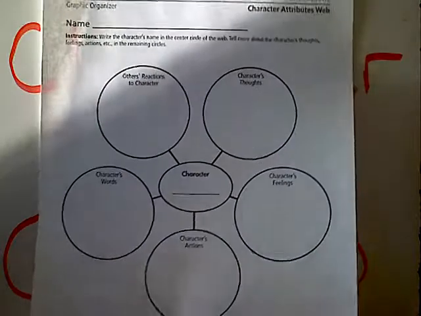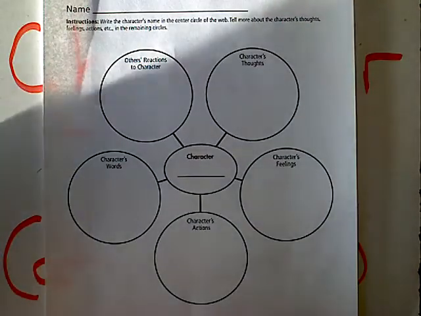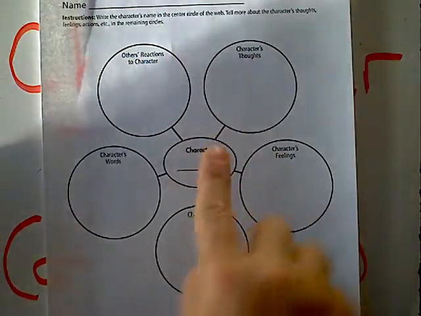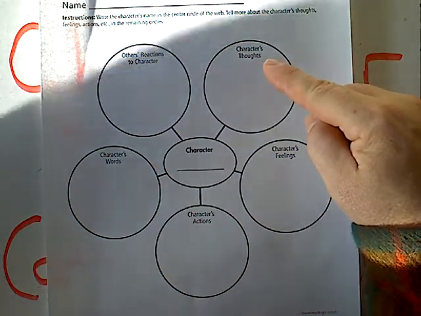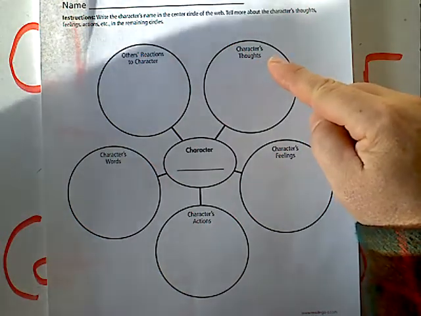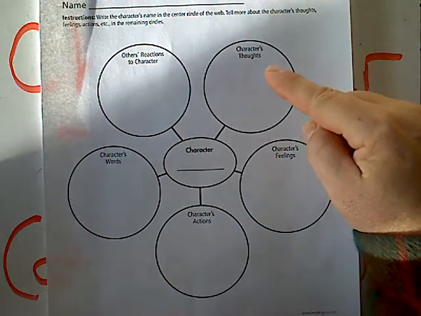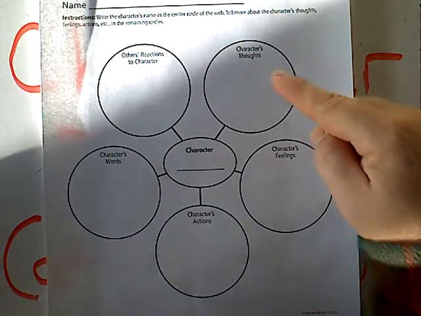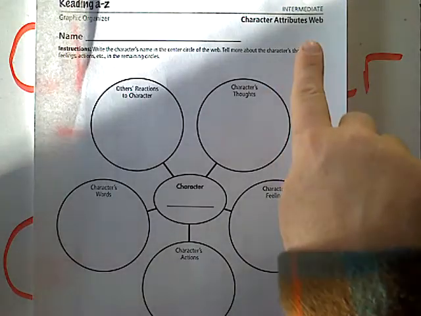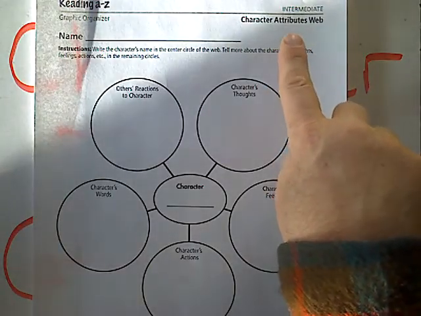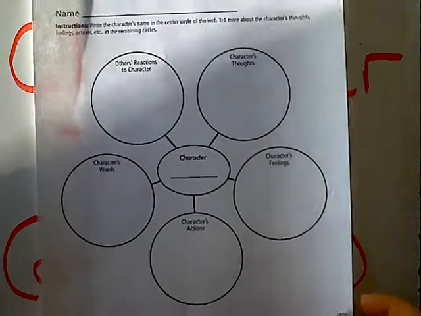Now, you're not going to use this sheet today, but you can use the character's own thoughts, because a lot of times in books they tell you what a character is thinking, okay? And you can use those to learn about a character's trait or attribute. I'm using attribute, by the way, because that's what they use here, character attributes web. It means the same thing as a character trait, okay?